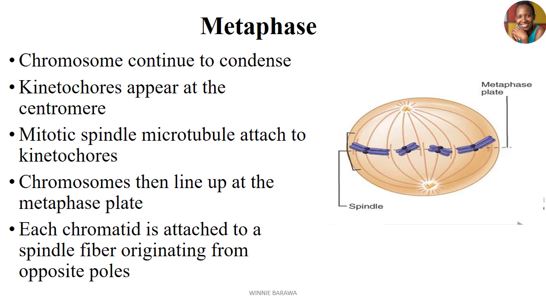There's condensing of the chromosomes, the appearance of the kinetochores at the centromeres, the spindle fibers attaching to the different sides of the kinetochores, and the chromosomes lining up at the metaphase plate.